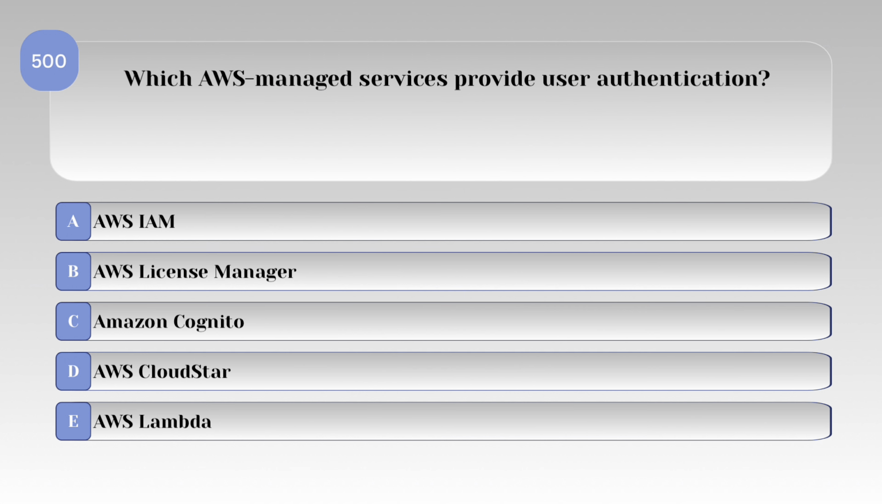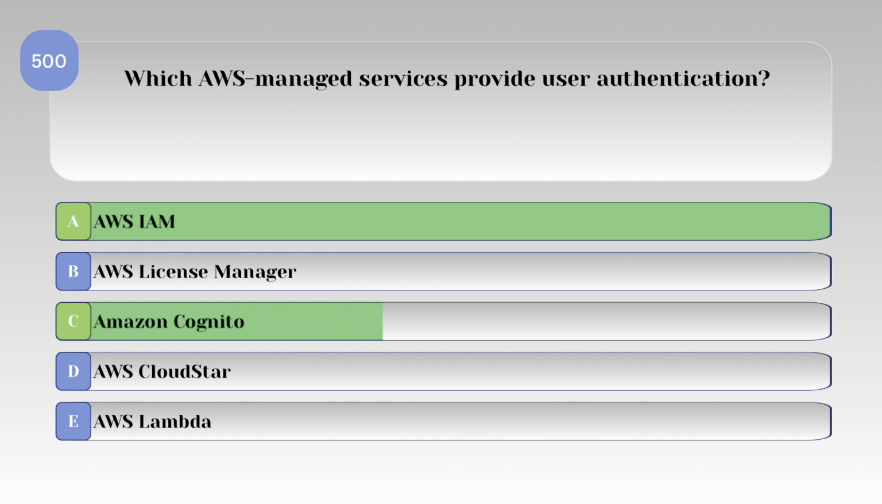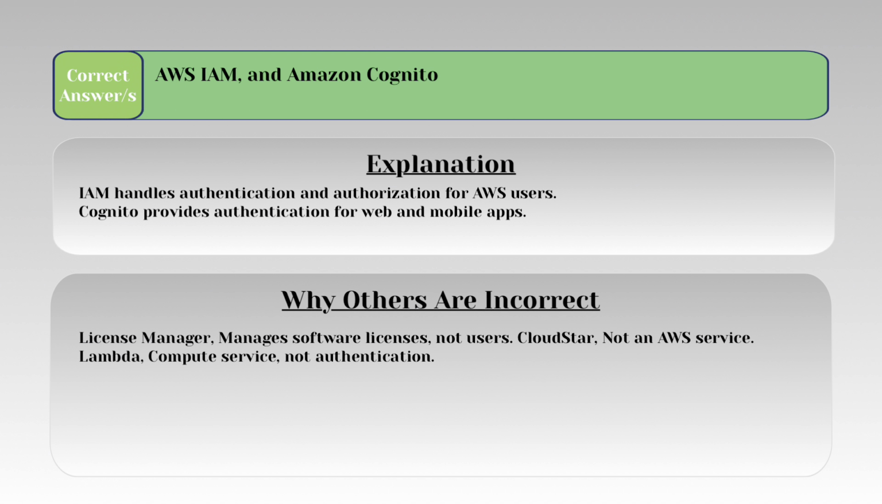Correct answer, AWS IAM and Amazon Cognito. Explanation, IAM handles authentication and authorization for AWS users. Cognito provides authentication for web and mobile apps. Why others are incorrect, License Manager, manages software licenses, not users. CloudStar, not an AWS service. Lambda, compute service, not authentication.